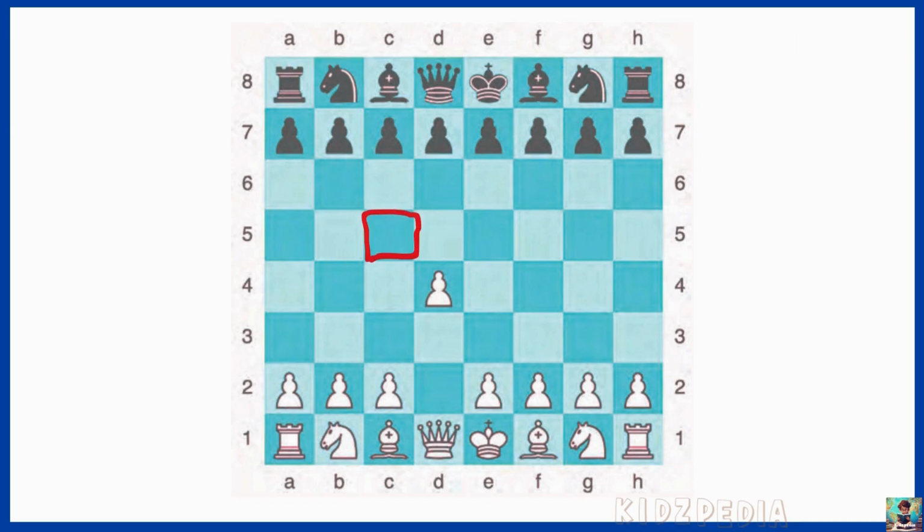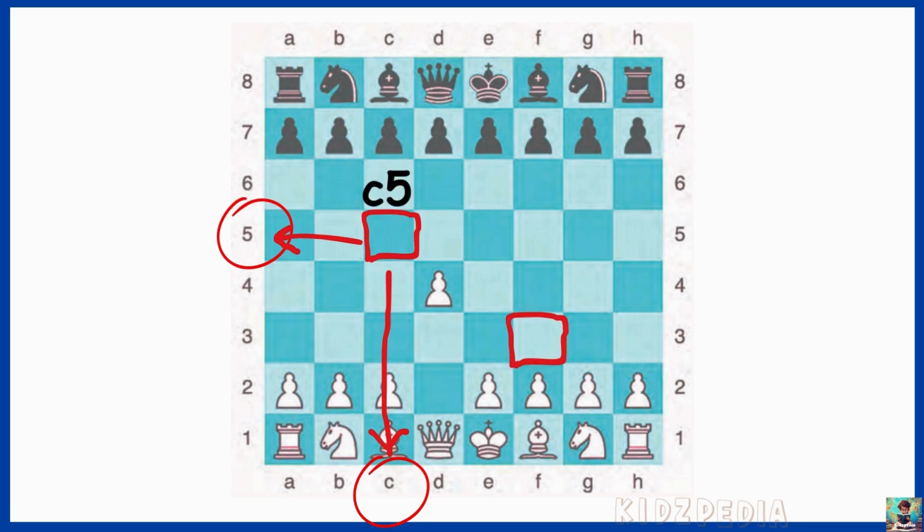Let's say you want to find the location of this square. It's in column C and row 5. So, the location is C5. What about this one? It's in column F and row 3. So, the location of the square is F3.